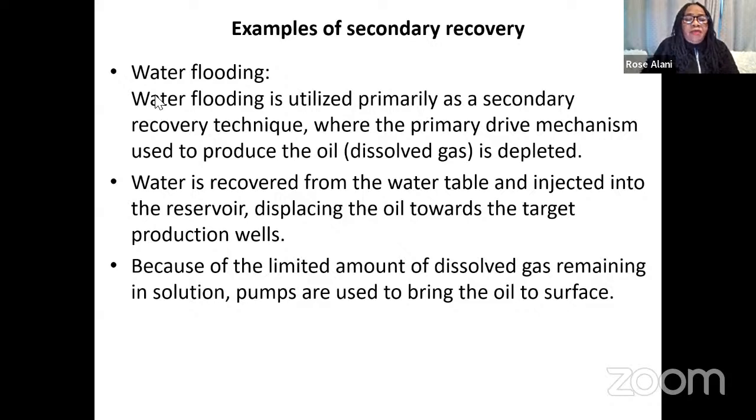Because of the limited amount of dissolved gas remaining in solution, pumps are used to bring the oil to the surface. So when you now flood the well with water, the oil will be displaced and stay on top of the water surface, and then a pump can also now be used to bring it out to the surface.